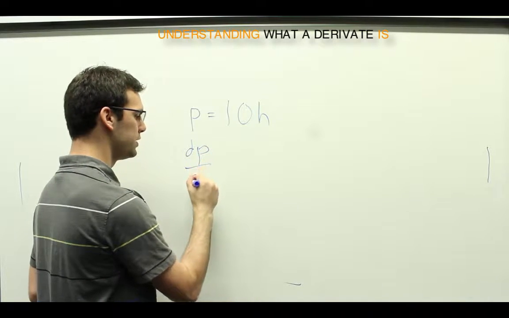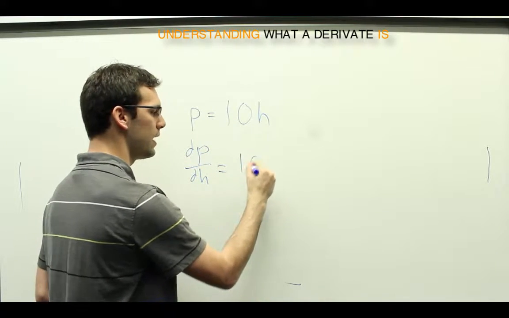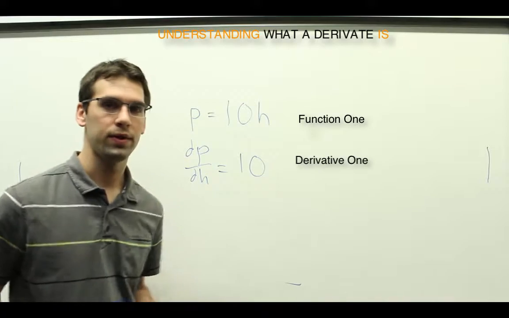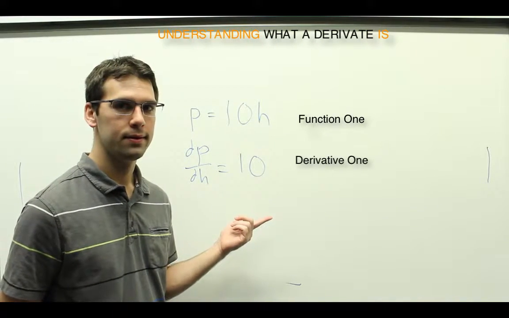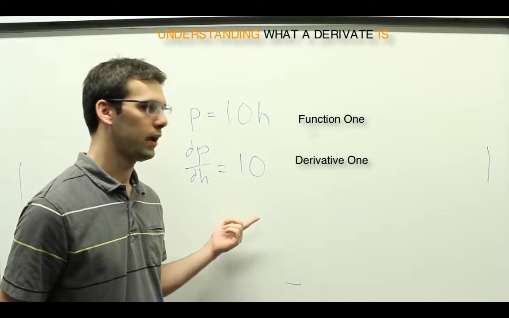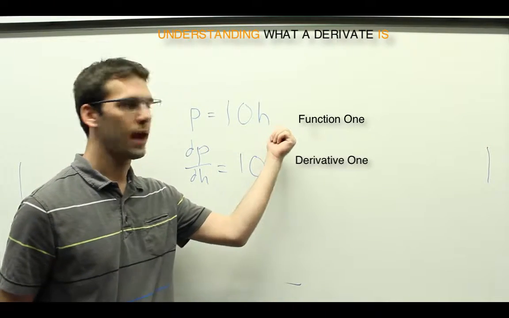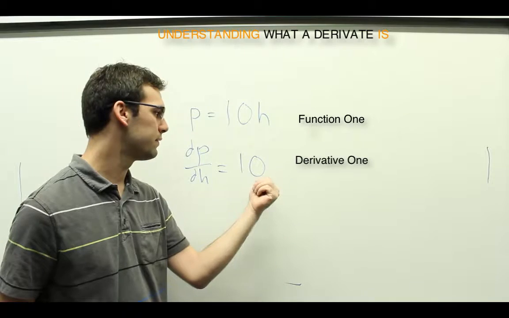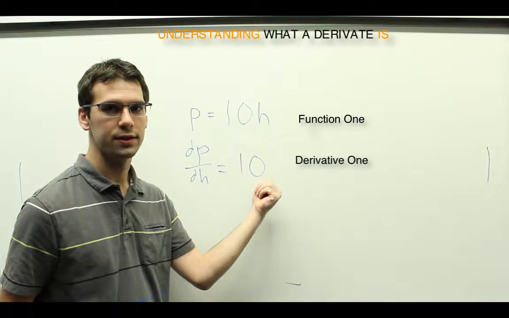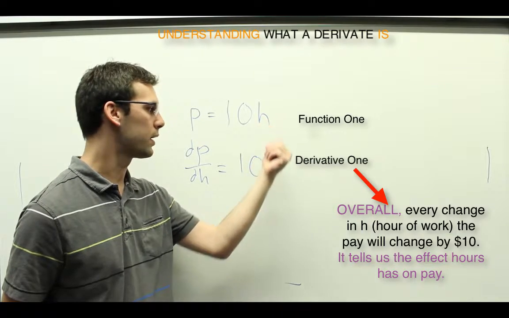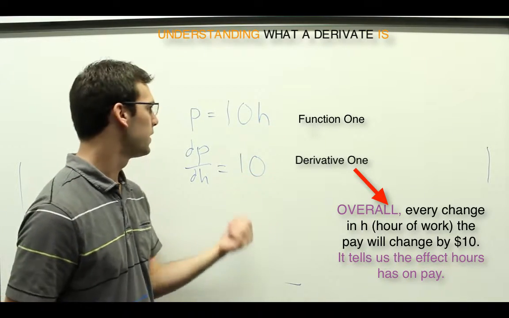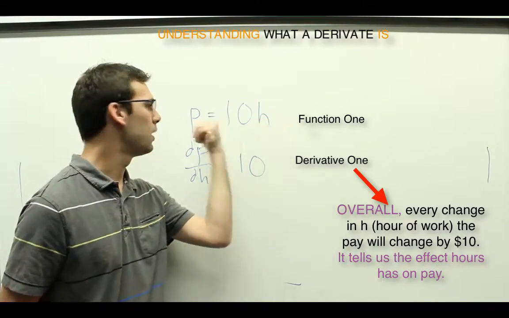dP over dH is equal to 10. And what that means is that the slope is always 10. Basically every hour that you add is going to give $10. So every additional hour that you work is going to give $10. So that's the effect of hours on pay.